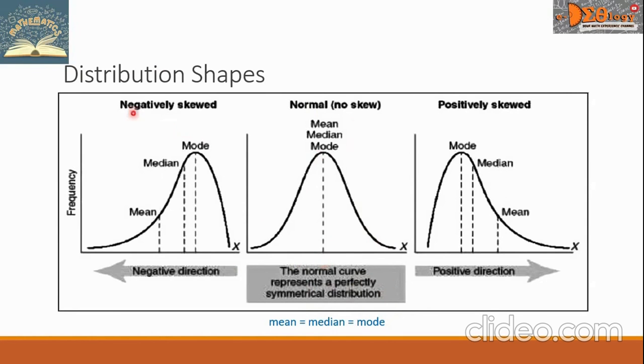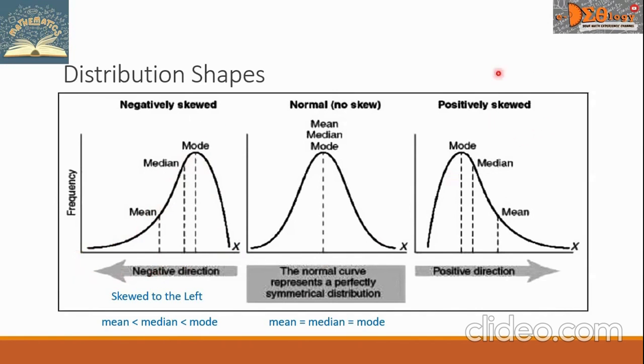On the left side is what we call negatively skewed. This is the graph. In negatively skewed, the mean is less than the median and the median is less than the mode. Now, with respect to the tail of the graph, it is going to a negative direction, and we say that the graph is skewed to the left.